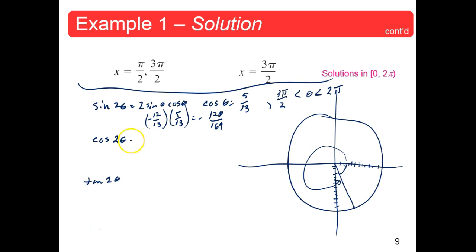How about cosine 2 theta? What would that be? Anyone remember that one?